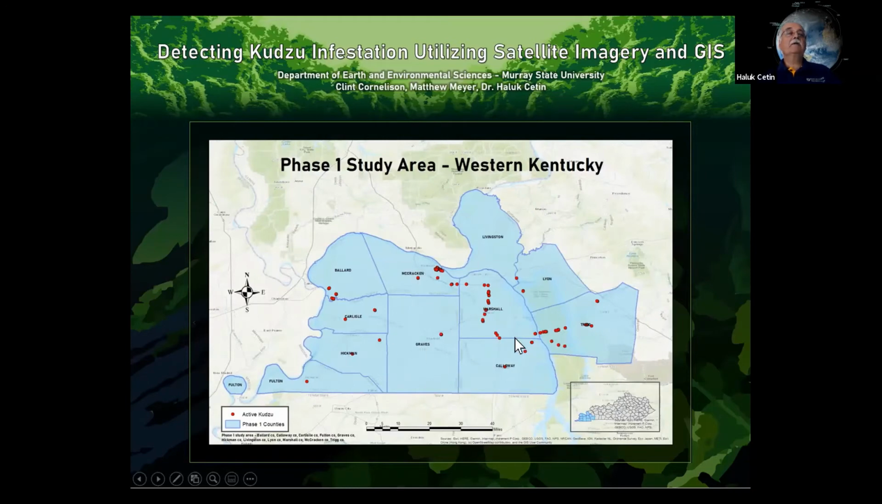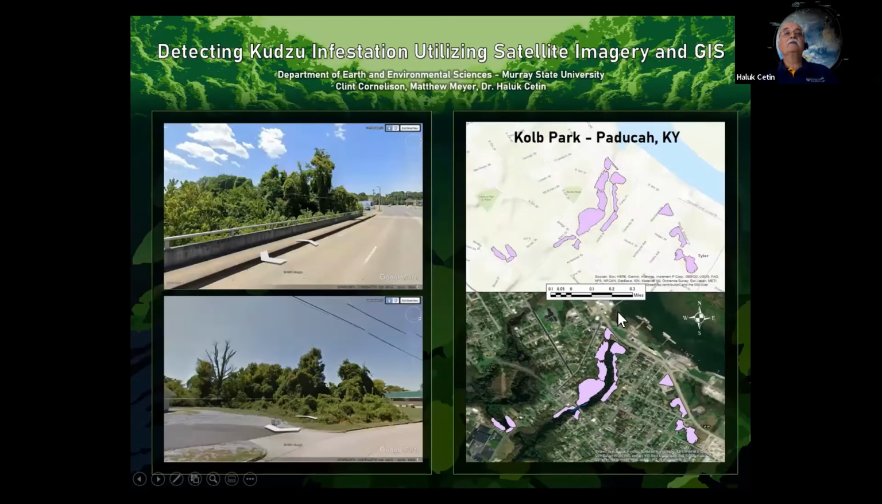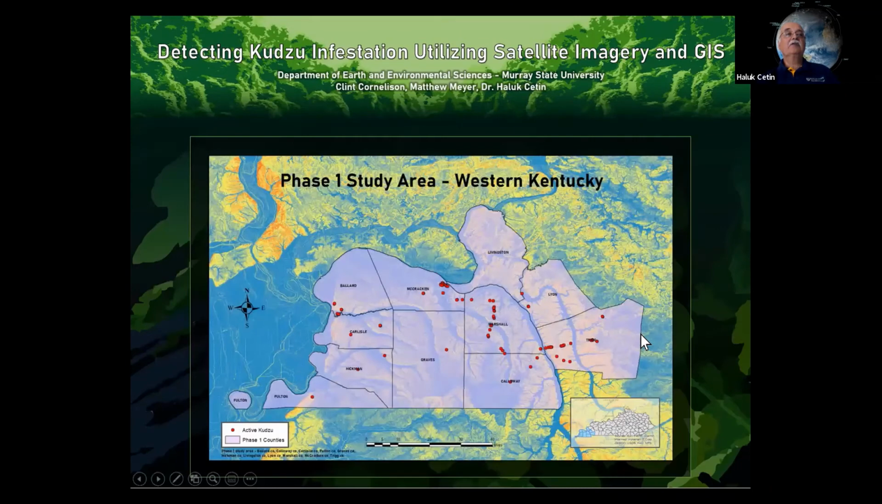But ultimately, this is an ongoing project. Ultimately, we would like to look at the entire state of Kentucky, especially the eastern part, which has really large infested areas. These are some examples of where Kudzu could be found. In the Paducah area, there are large tracts of Kudzu infestation.